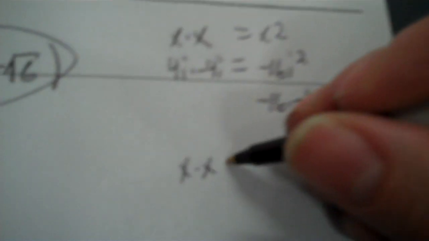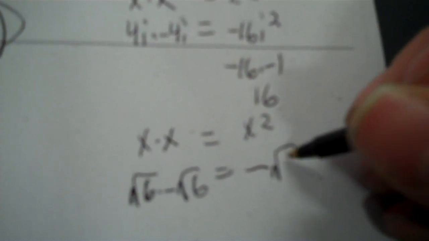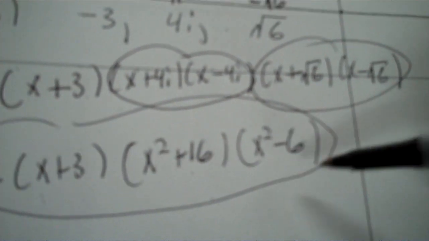Then x times x, and then square root of 6 times negative square root of 6. x second, positive times negative is a negative, and then the square root of 36, and that turns into 6. So x second minus 6. Yes, the i's always turn into a plus. The radicals will be a minus.